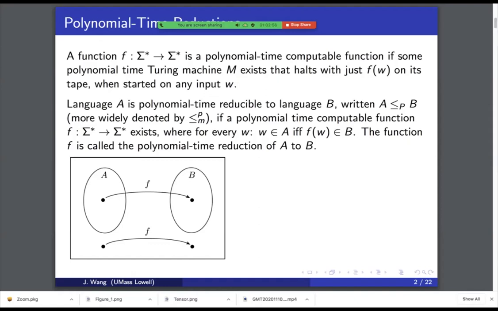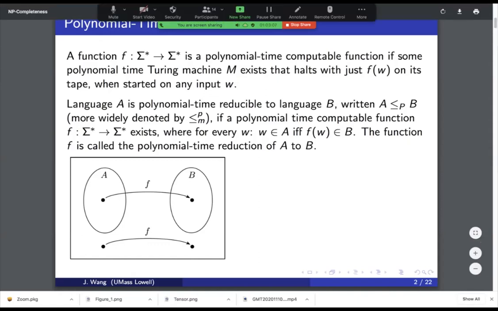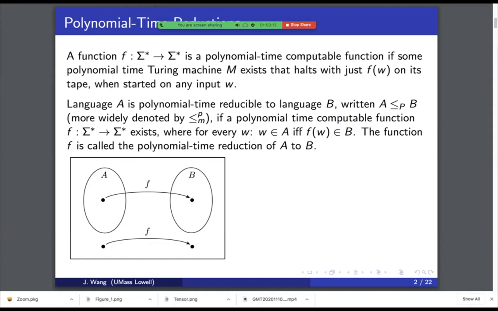In order to prove a problem is NP-complete, we're going to need some tools. The tool we're going to use is called polynomial time reduction. This concept is not new, right? When we studied computability, we already studied reduction there. The only difference now is that the reduction has a polynomial time bound, meaning the reduction is polynomial time computable by a Turing machine. That's the only difference.